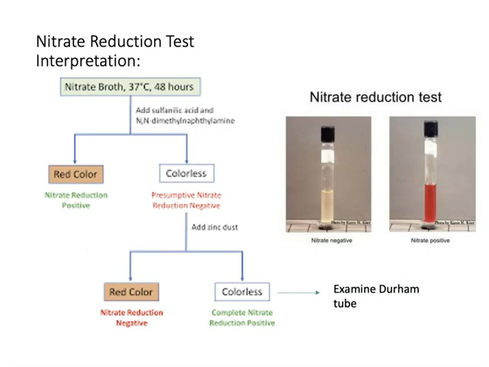Now, in your lab handout, you're going to find this flow chart to help you work through your interpretation of the nitrate reduction test. Again, the broth gets inoculated, incubated for 48 hours. When it comes out of the incubator, we add two reagents, A and B. If the broth turns red, we've got a positive result for nitrate reduction. If the tube remains colorless, we have more work to do.